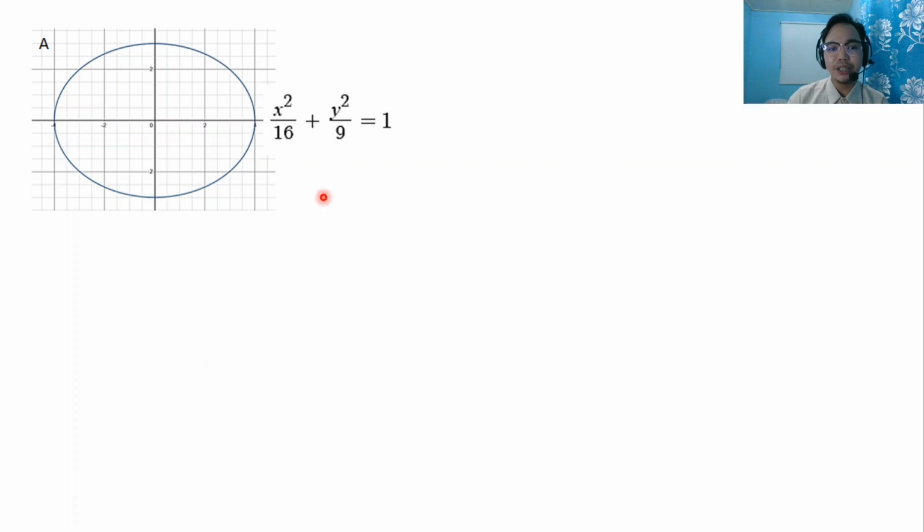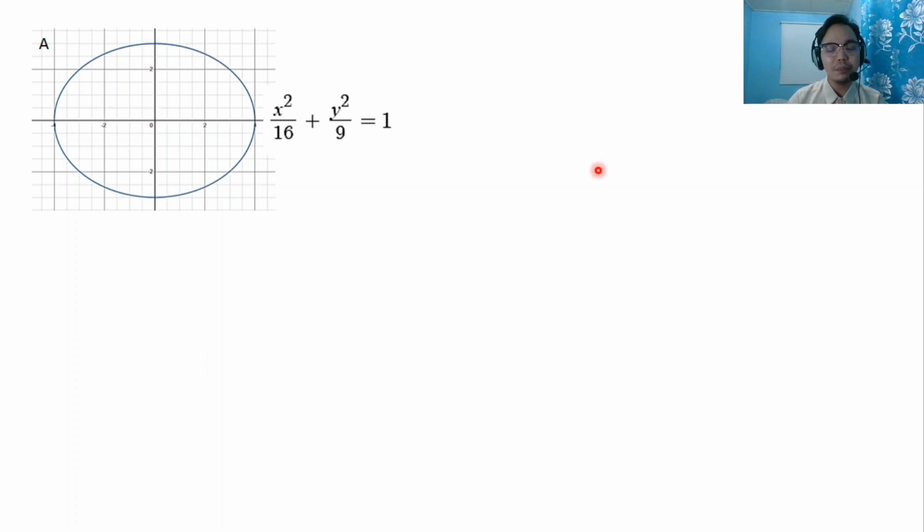So the standard equation is x squared over 16 plus y squared over 9 equals 1. As we can see, a here is 4. From the center going to one of the vertices, that is 4 in distance. Then b is 3. From the center going to one of the co-vertices, that is 3 in distance.